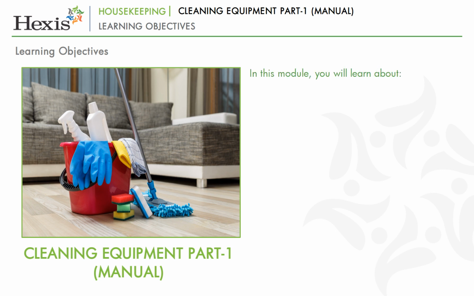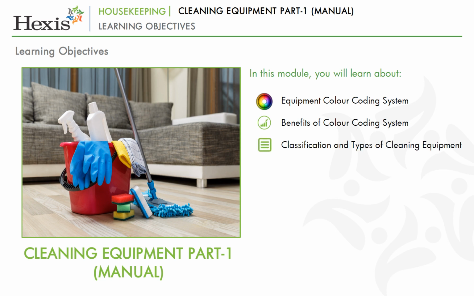By the end of this module, you will be able to describe the equipment color coding system. Explain the benefits of color coding system. Classify the types of cleaning equipment. Describe the manual or consumable items such as cleaning clothes, dusters, scrubbing brushes or brooms, microfiber clothes and dish sponges, cleaning sponges and abrasive pads, protective gloves.